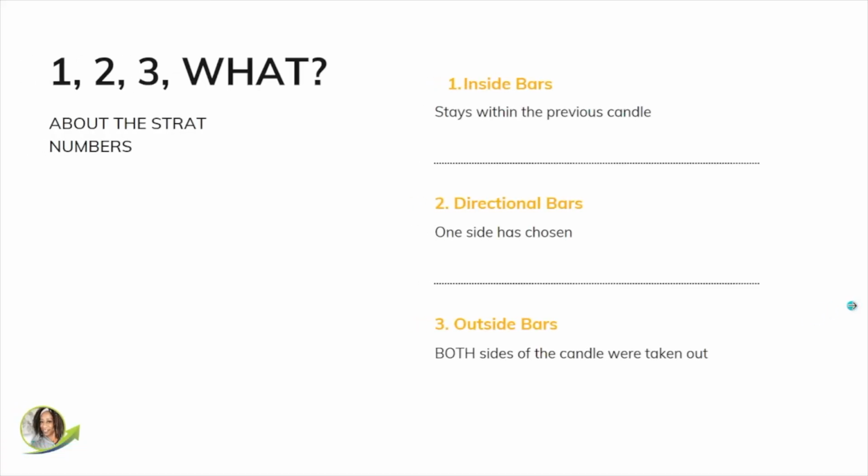So what about these numbers? What are these numbers? So we just talked about inside bars, right? Those are your 1 bar. They stay within the previous candle. Your number 2 bars are directional bars. That means that a side has chosen. So usually if you have a 1 and it breaks to the upside, it's a 2 up. To the downside, it's a 2 down. 3 bars are outside bars, meaning that both sides of the candle were taken out. And we'll talk about that a little bit more.